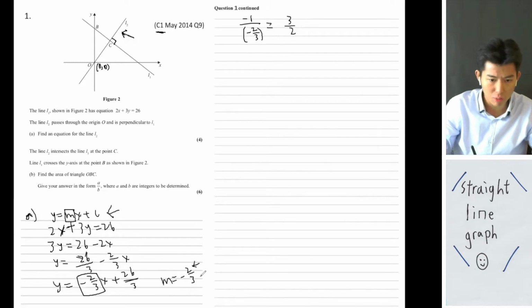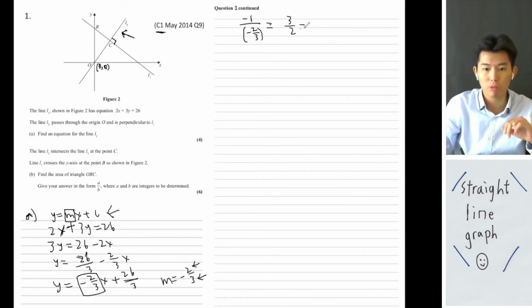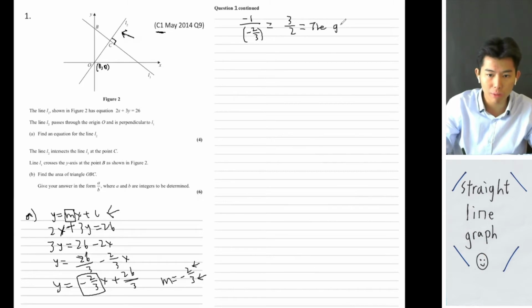Basically, this one is the numerator, right? And this one is the denominator. Swap these two values, okay? And then you will get minus 3 over 2. Right? Minus 3 over 2, just times the whole thing by negative 1 would be 3 over 2. Okay, so this one here would be the gradient for line 2.